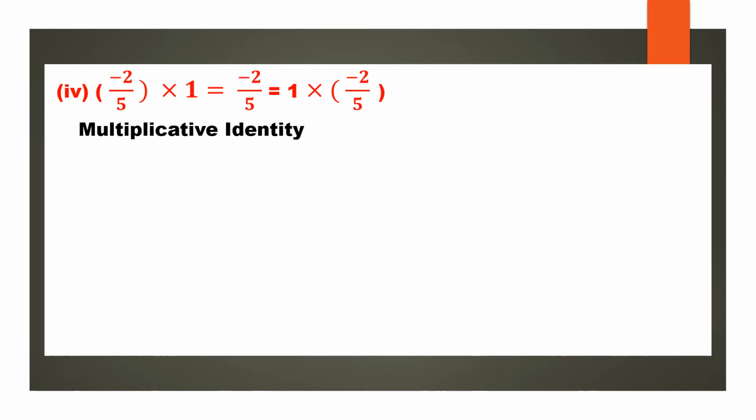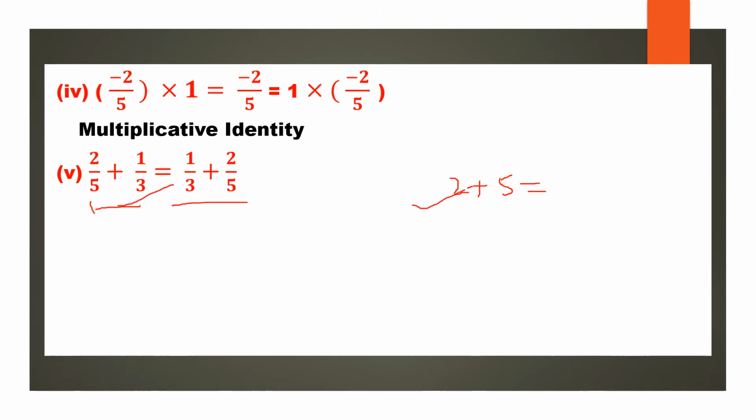So let us go to the next question. 2 by 5 plus 1 by 3 equal to 1 by 3 plus 2 by 5. Whenever you are confused, just take some simple numbers. Instead of 2 by 5, I took 2 here. Instead of 1 by 3, I took 5 here. Same 2 by 5, so I should take 2. If you do the simplification, you will get the same answer.